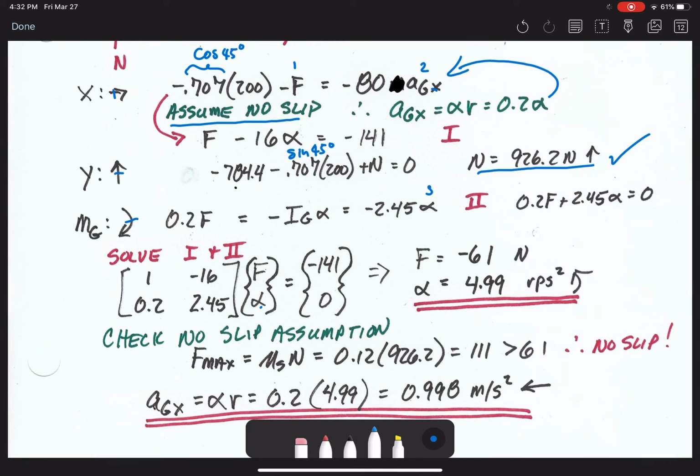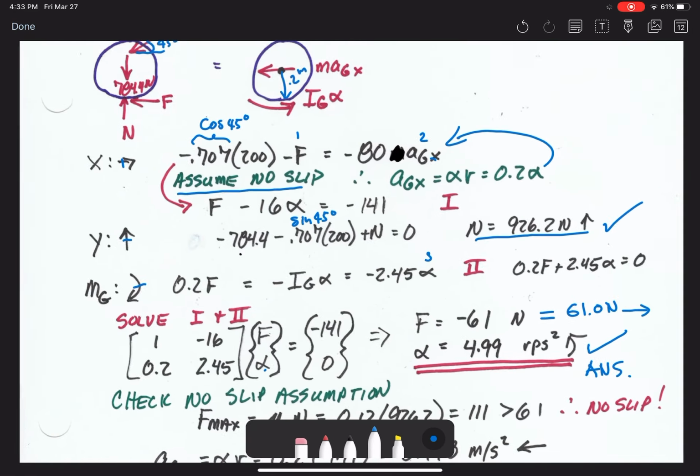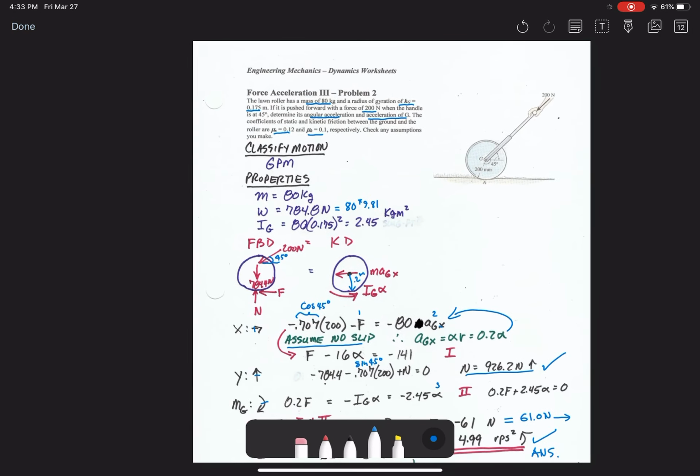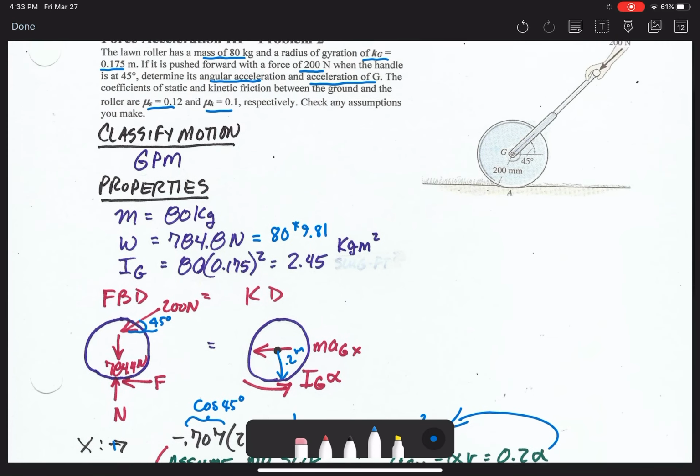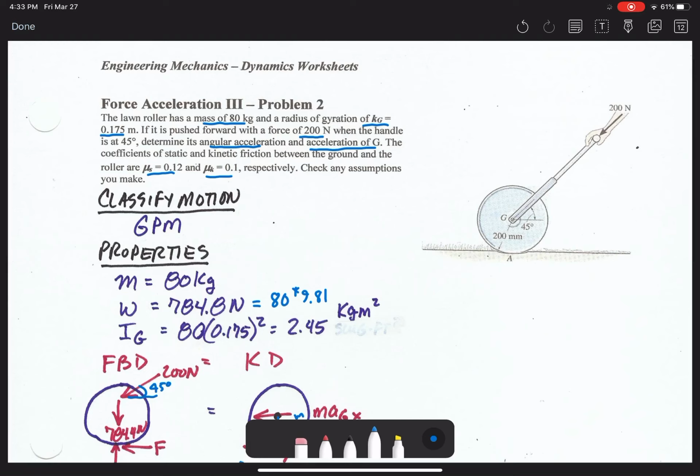Box your answer, so it will be alpha. This will be the answer, and a_Gx equals alpha R because no slip. That's why we have that equation. So that will be the answer we have. And negative, that's good as well, so F equals 61.0 Newtons going to the right, if the question asks for the friction force. So with that, I hope you can capture the key concepts for this problem, and we go good from there. Good luck.